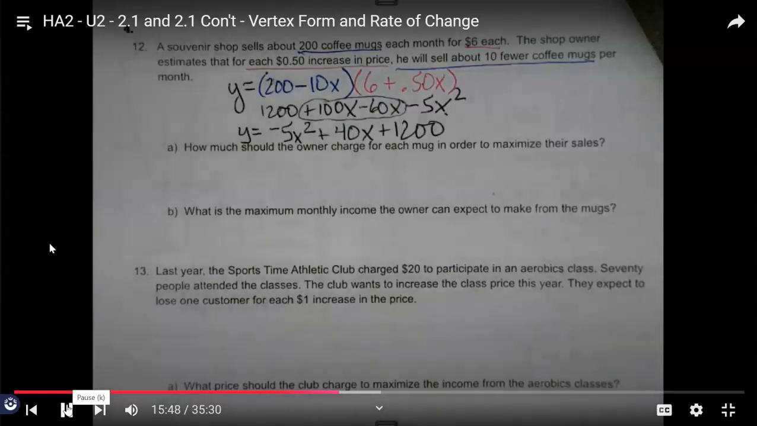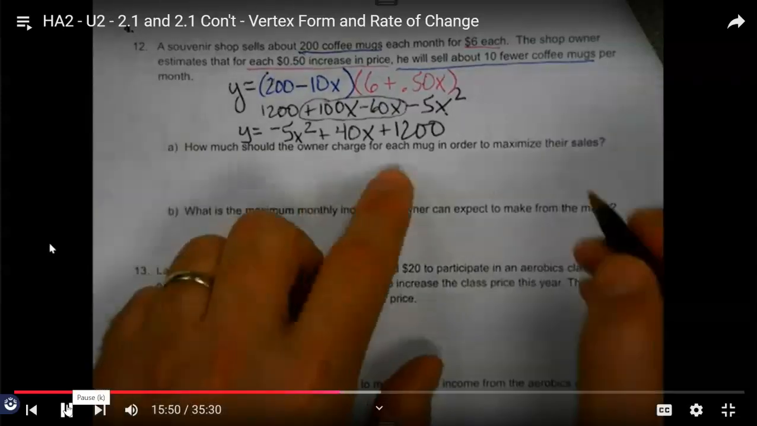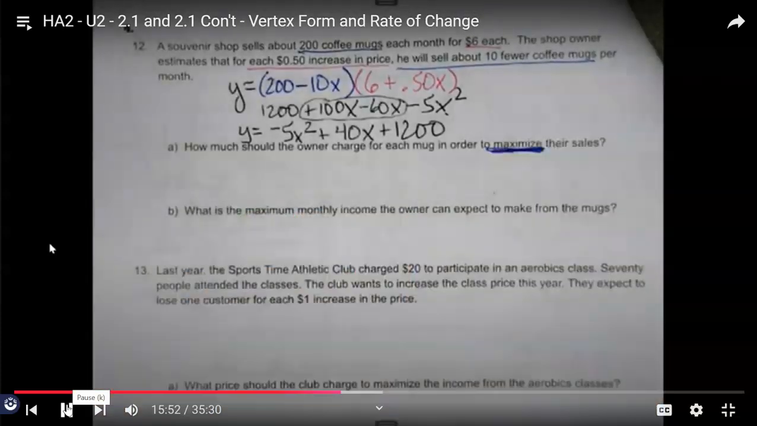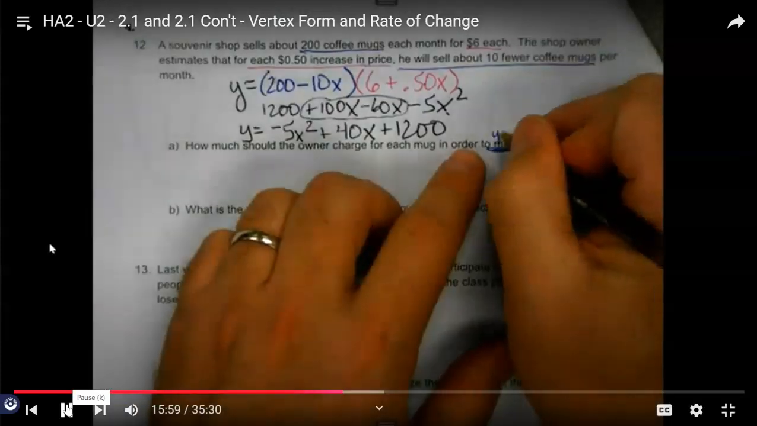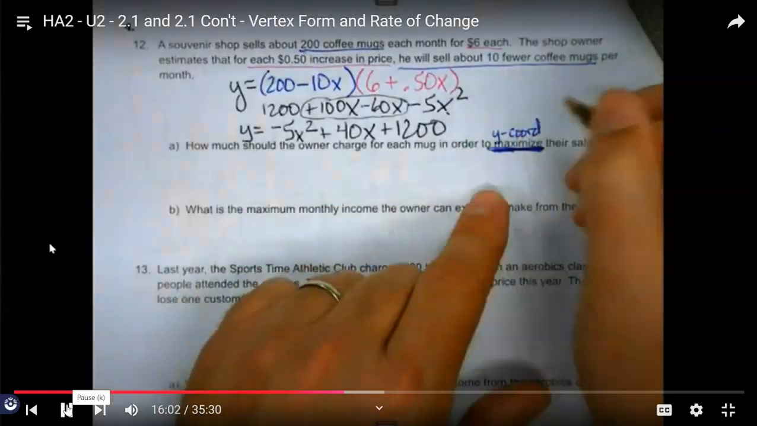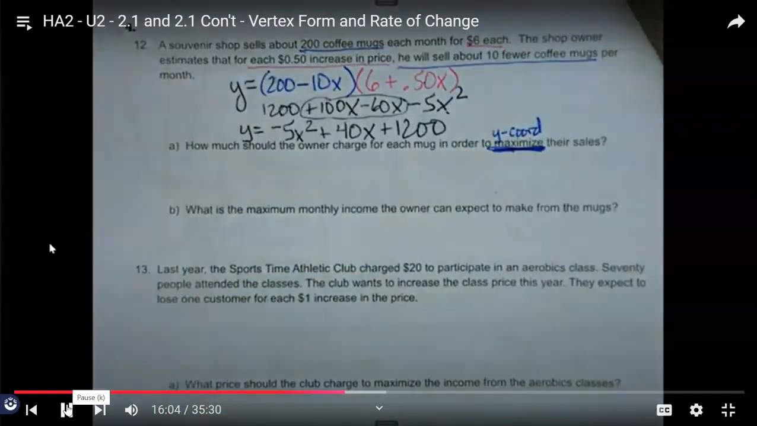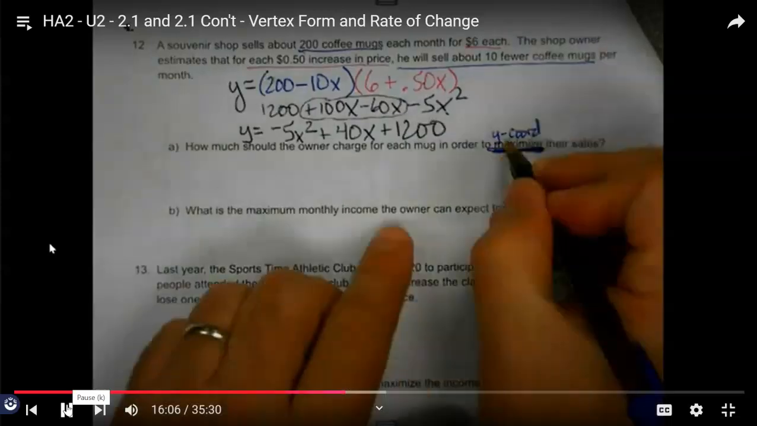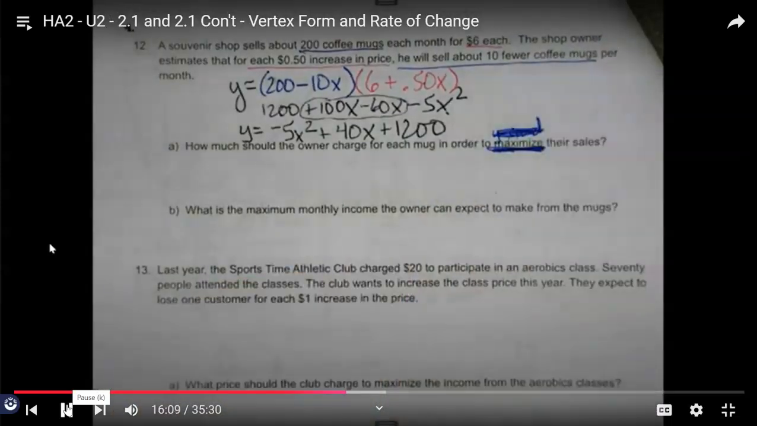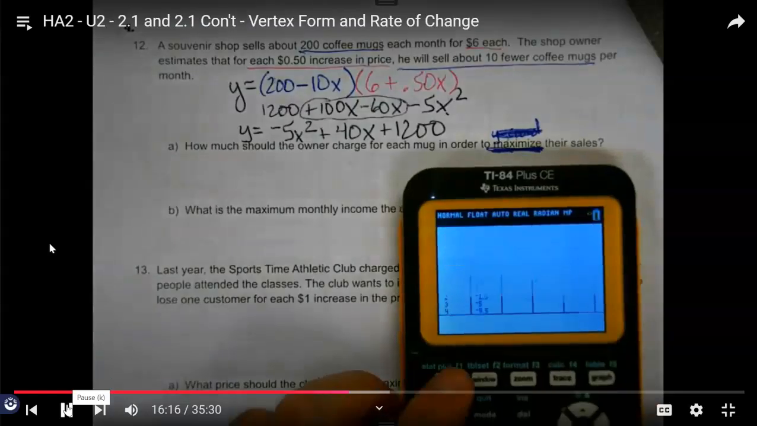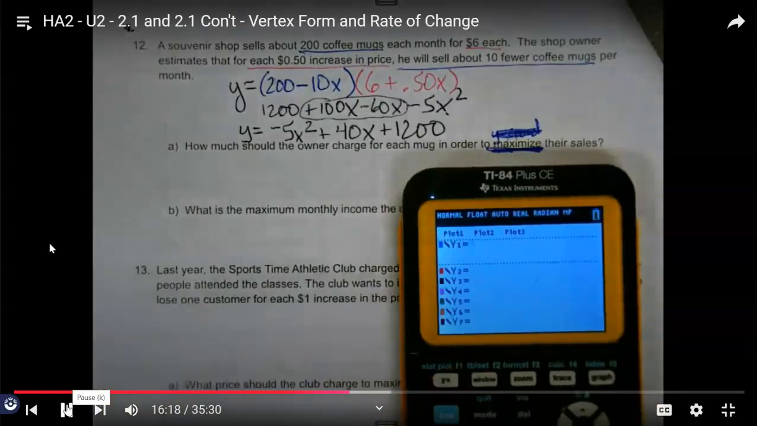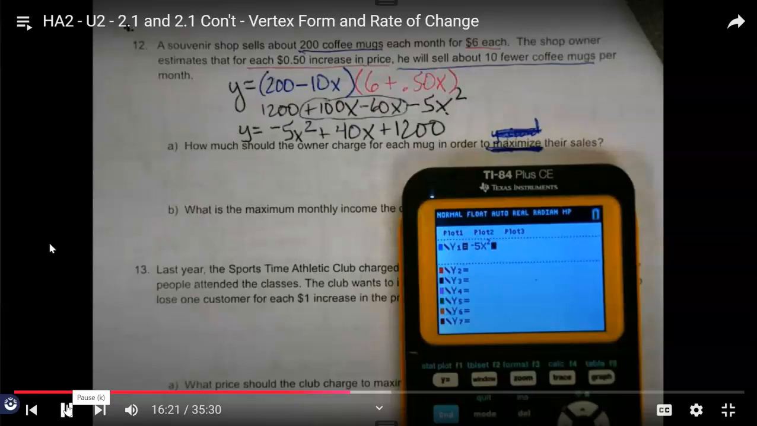So here's how this works. How much should the owner charge to maximize their sales? Remember, we're going to be looking here. Now, well, I'm not going to do that yet. You didn't see that. I don't want you thinking ahead on this. So I'm looking and I'm going, okay, so what am I trying to find? Let's be visual this first time because we don't know quite what we're getting into yet.